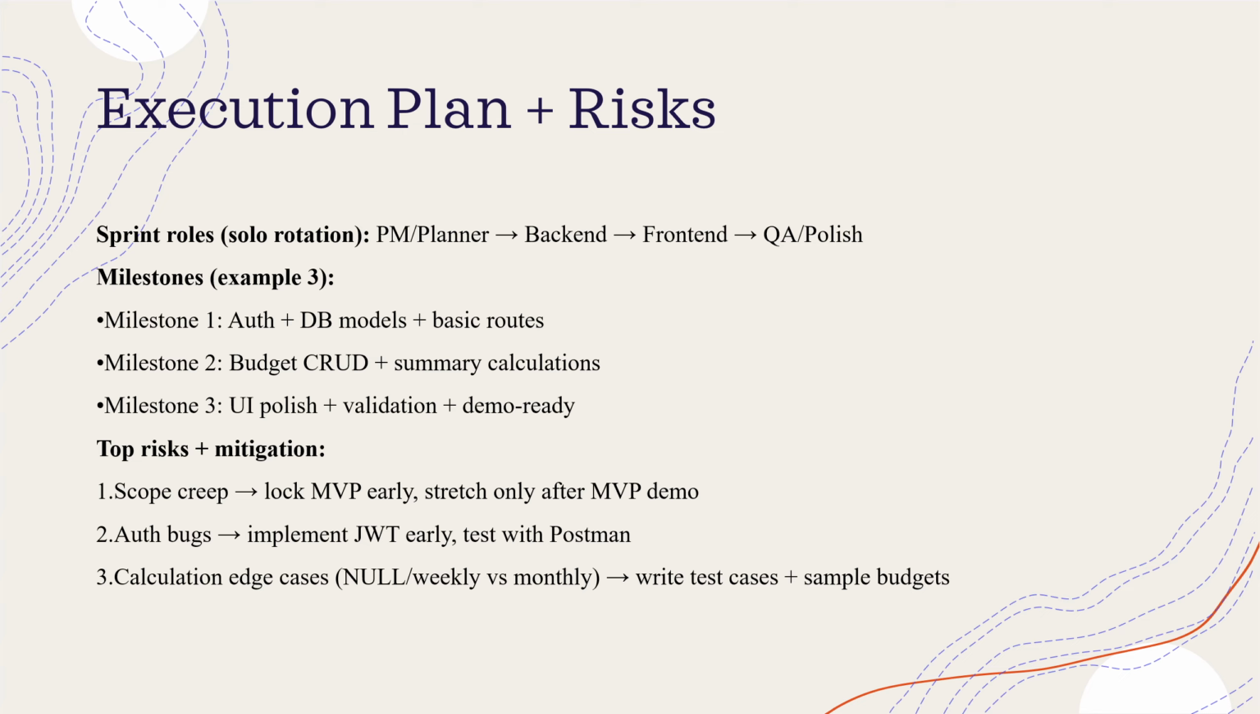The biggest risks are scope creep, authentication issues, and calculation edge cases, so I'll mitigate by locking MVP early, testing routes with Postman, and using test budgets to verify weekly, monthly, and yearly conversions.